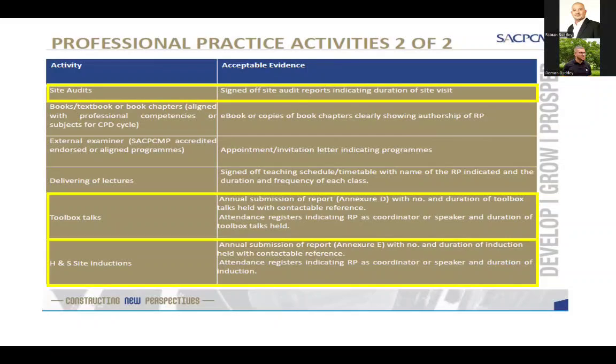So what they mention is annual submission of reports, Annexure E, with number and duration of inductions held with contactable references, and once again, attendance registers indicating registered person as coordinator or speaker and duration of induction. I'm going to go through that Annexure E with you as well to show you exactly what the template looks like and then show you how to complete it as well. So that's for the first category, professional practice.